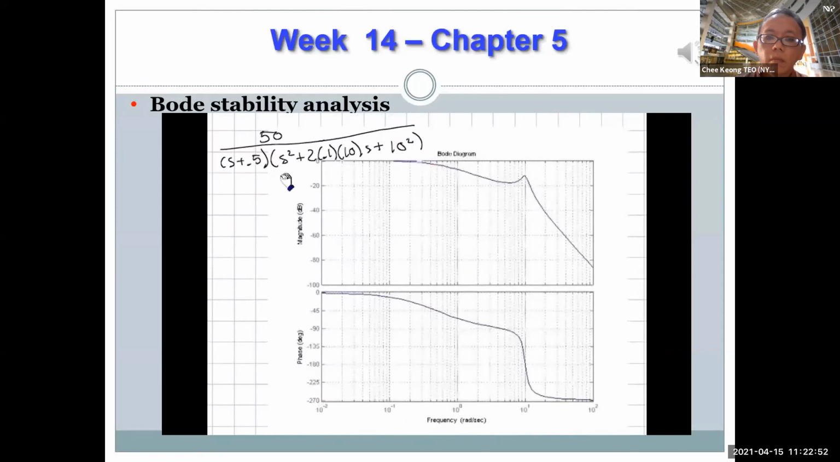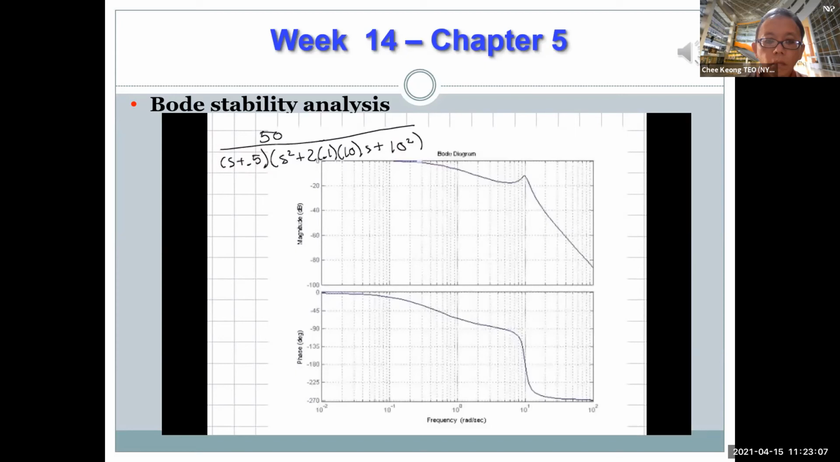One last example. The transfer function for the system is given here. You can see it has a pole on the real axis and then complex poles with a damping ratio of 0.1 and a natural frequency of 10. The corresponding Bode plot is shown here. Let's look for the gain and the phase margin.